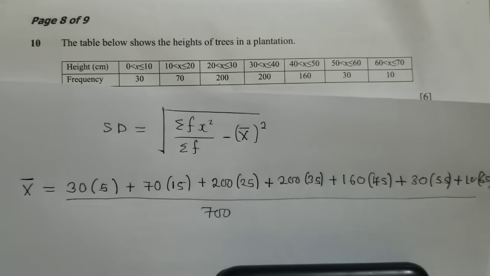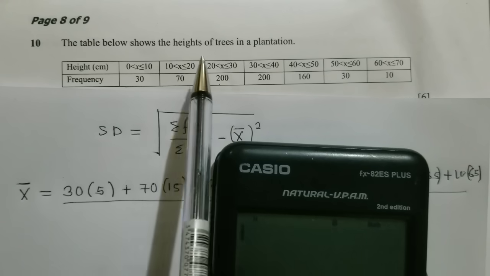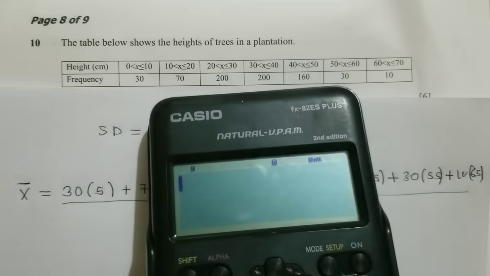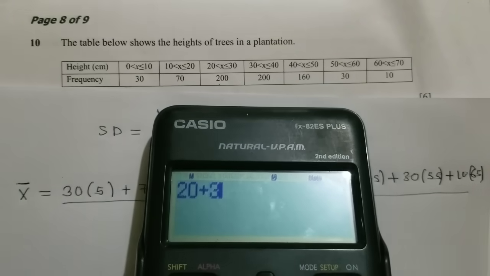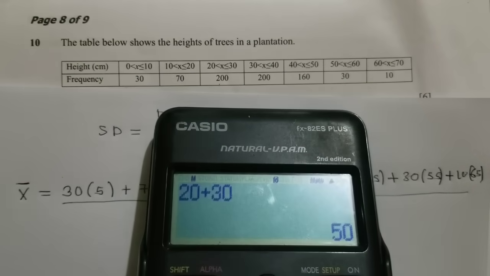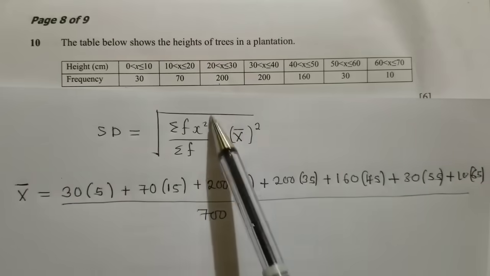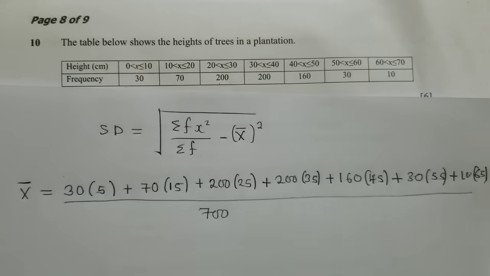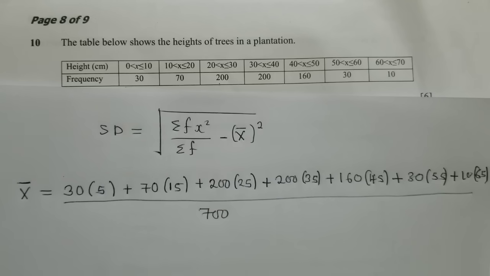So in case you don't know how to find the midpoint, for example, here, you want to find the number that is in between 20 and 30. You can just do this. You say 20 plus 30 equal to, and then you divide that answer by 2. So it's given us 25. So between 20 and 30, there is a 25. That's how you do it for all the intervals, okay?